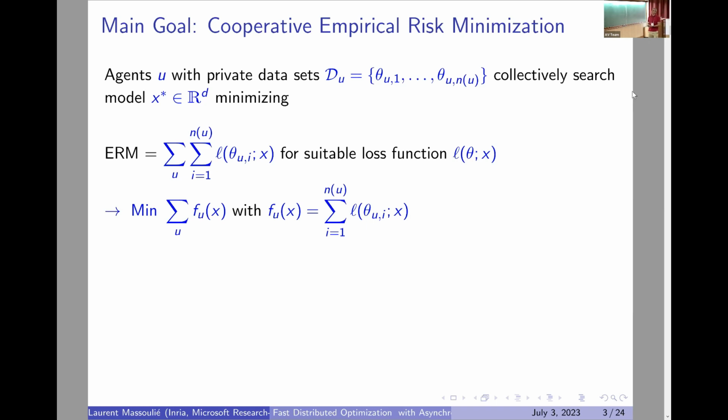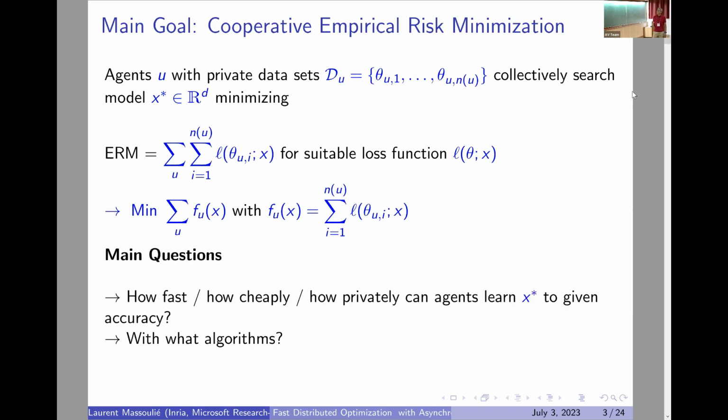You can recast that as trying to minimize the sum over users of a function f sub u associated to the user, of the model x, by having the empirical risk of that user's data set for function f sub u. Okay. And so we want to know how fast we can do that, how cheaply, number of communications and number of computations. Privacy I won't talk about today. We also want to identify algorithms that will solve the problem with good performance.